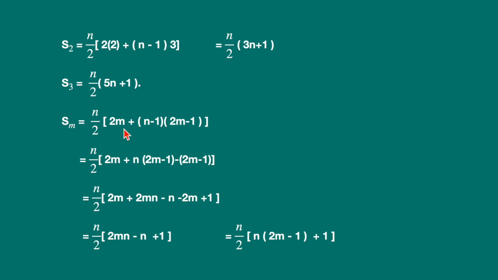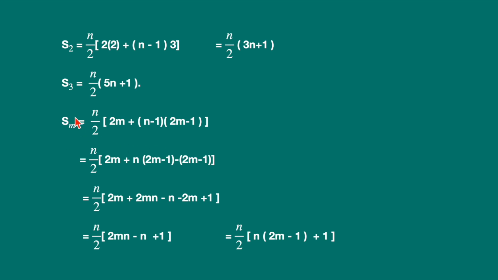Sm, the first term is m, common difference is 2m minus 1. Substitute in the formula, simplify it. Here it is. You open this bracket, you will get like this. And here I have taken out n common, so 2m minus 1 plus 1. So here it is. This is Sm.